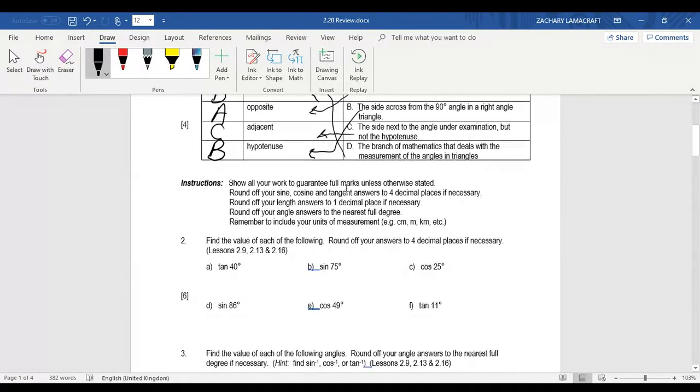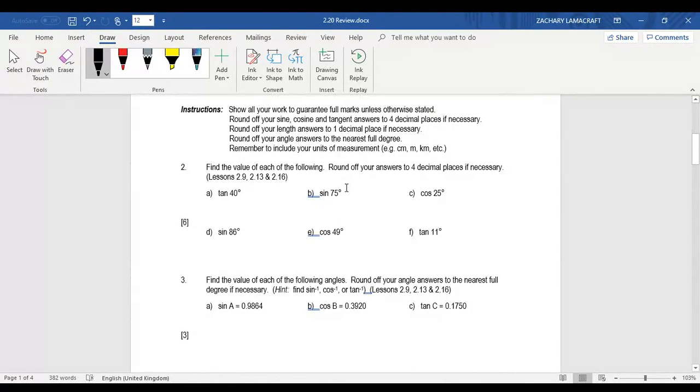Okay, so for our final part, the instructions for this part of the review are that we show all our work to guarantee full marks. We make sure that our sine, cosine, and tangent answers are to 4 decimal places. The length of our answers are 1 decimal place for length, and our angle to the nearest degree, and not to forget the angles of measure. So for this, it says find the following value, round off to 4 decimal places.